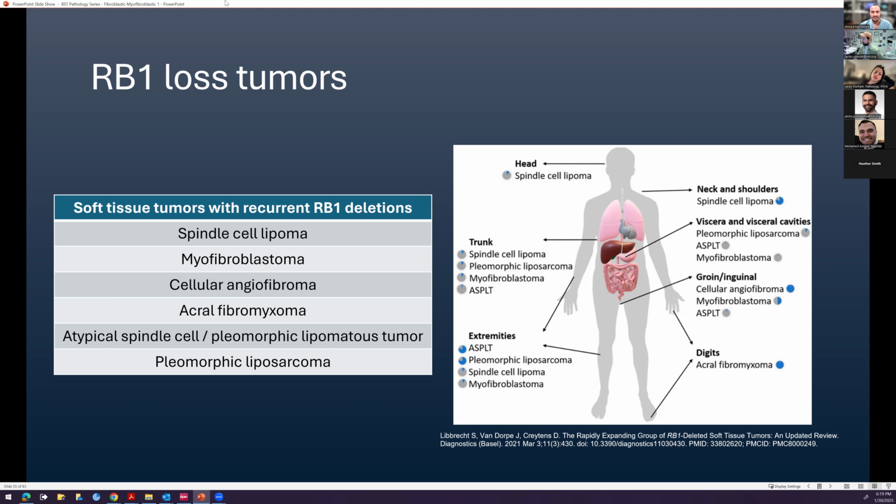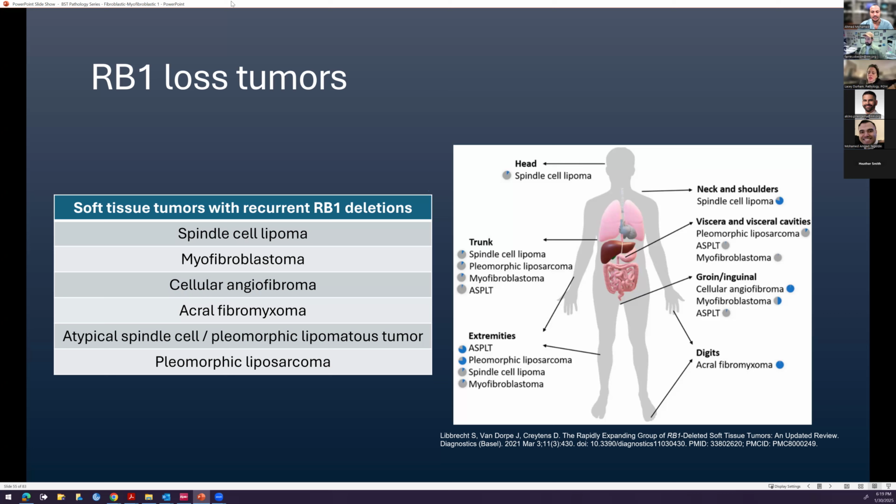It's useful to think about the locations. Spindle cell lipoma, we talked about, is often in the upper back, posterior neck, older patients. To be honest, I've seen them everywhere, but more often than not, they're up there. With cellular angiofibroma and myofibroblastoma, they tend to have very particular locations. So it's useful to make those distinctions there.